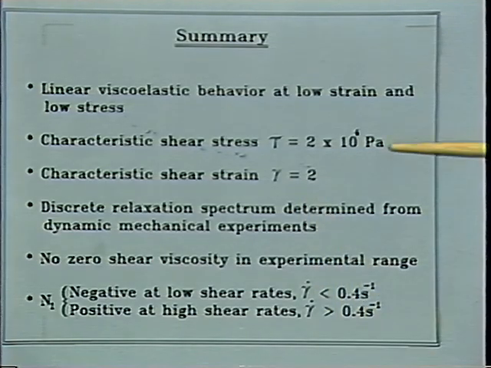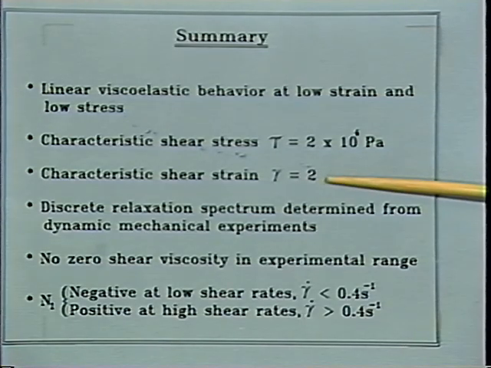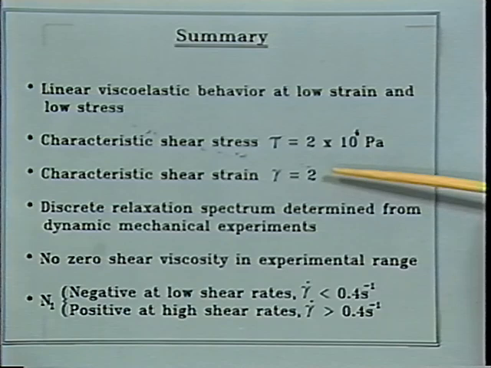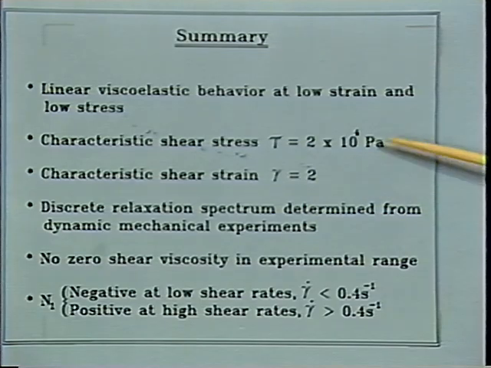So we have 2 criteria now. For linear viscoelasticity, the stress has to be below this level, and in addition, the strain has to stay below that strain. Now, in dynamic mechanical experiments, we always stayed below 2. That was satisfied automatically, but we had to satisfy the stress level.